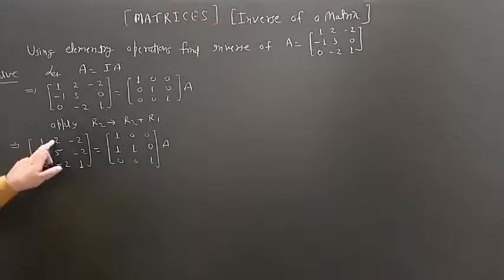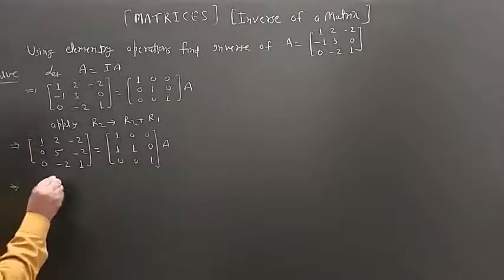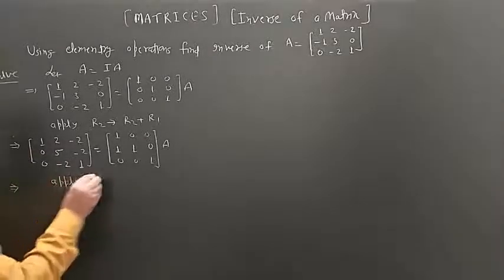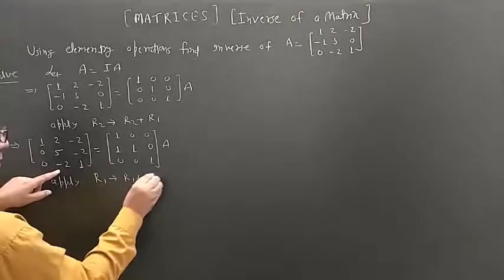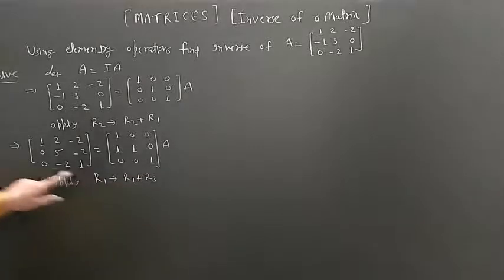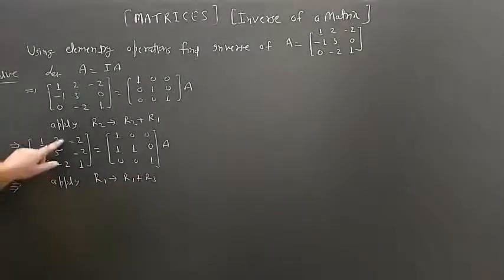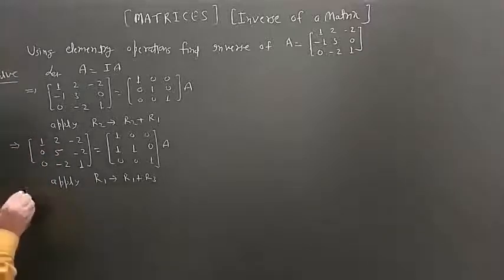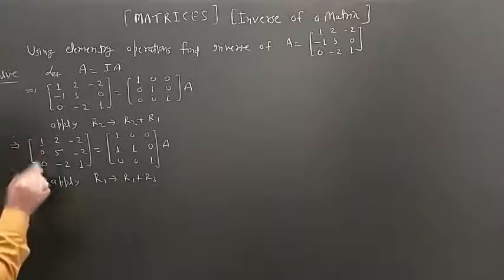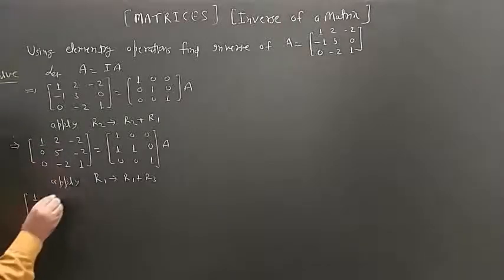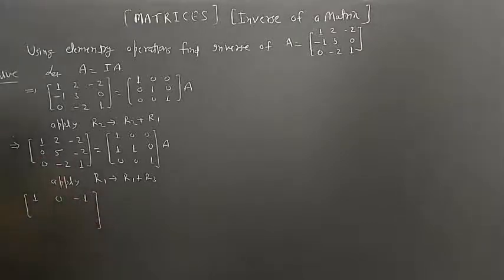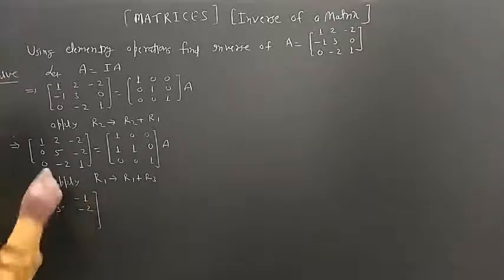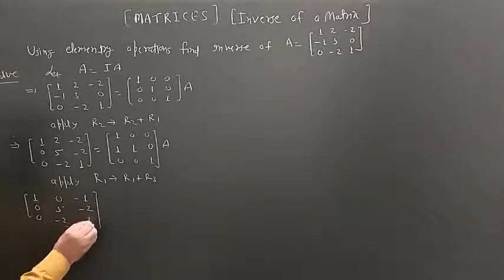Now we want to change here. We want to here 0. So now apply R1 replaced by R1 plus R3. When we apply this, we are observing here 2 minus 2 becomes 0, and there is no change. So 1 0 1, 2 minus 2 0, minus 2 1, minus 1. Here there is no change. There is no change, so we have 0 5 minus 2 and 0 minus 2 1.